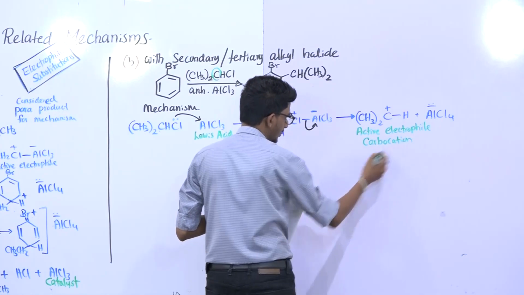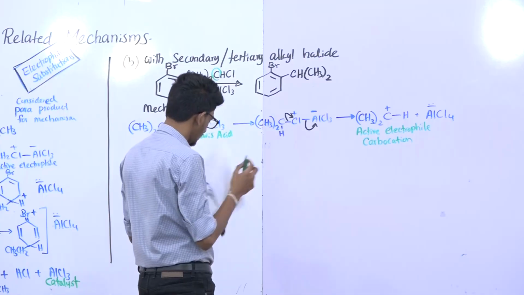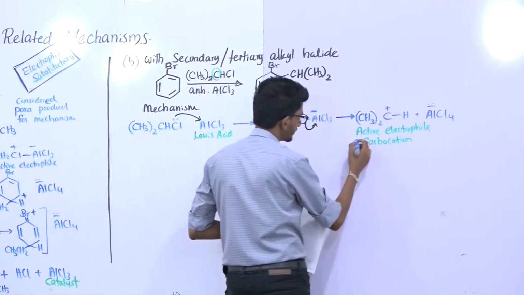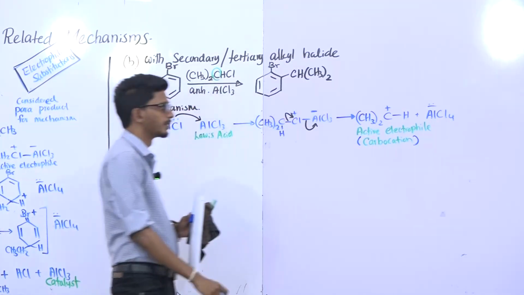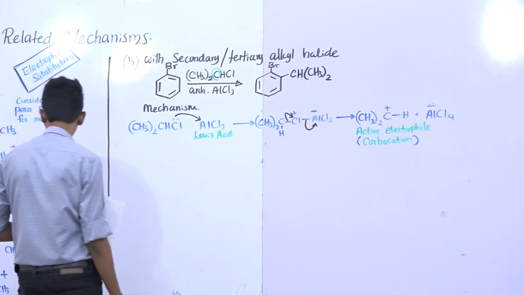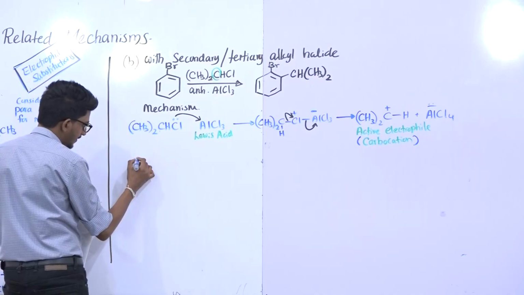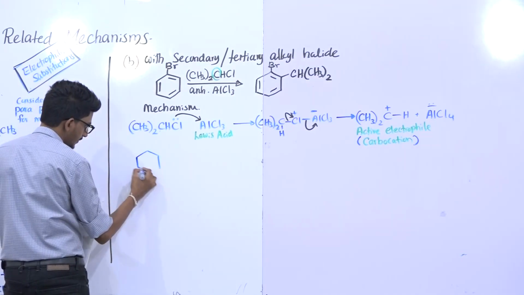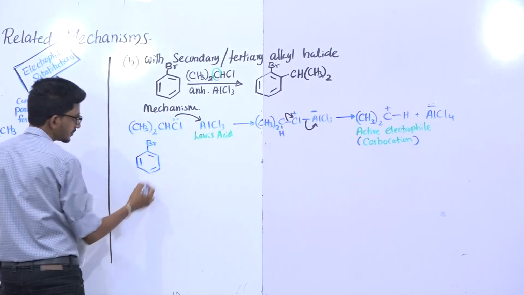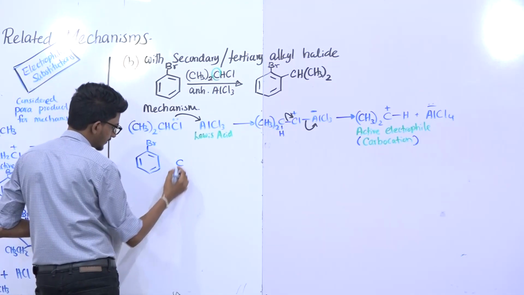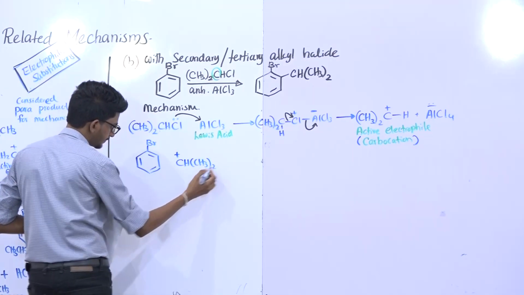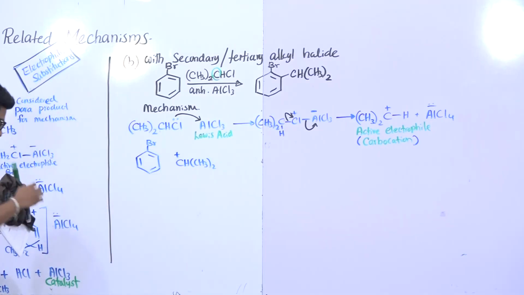Not like in the primary situation, right? It's kind of a carbocation. Here it's a secondary carbocation intermediate. The carbocation intermediate is there. So then the attack to the benzene ring. So now you have a carbocation to attack. So the carbocation, the ring will attack.